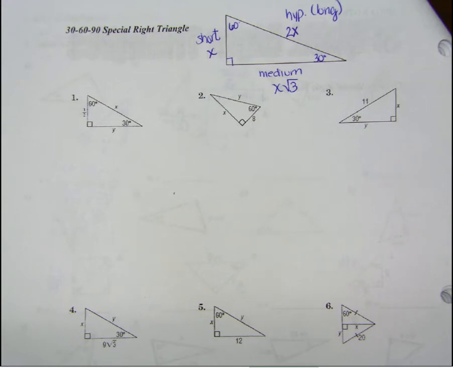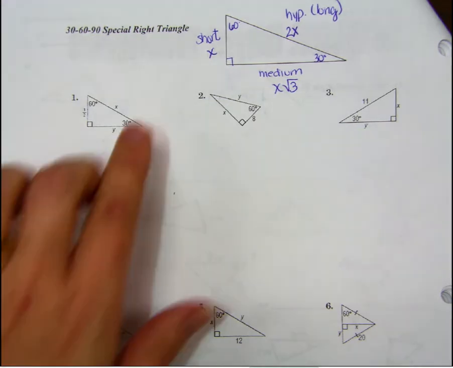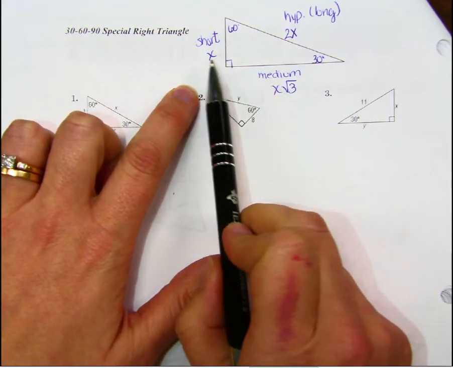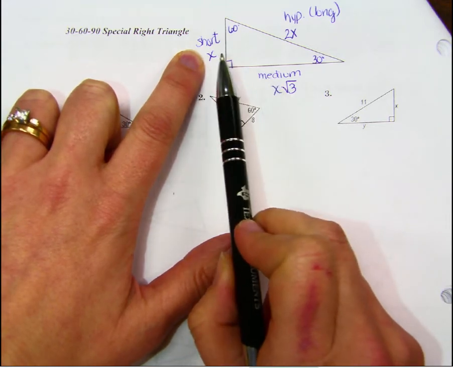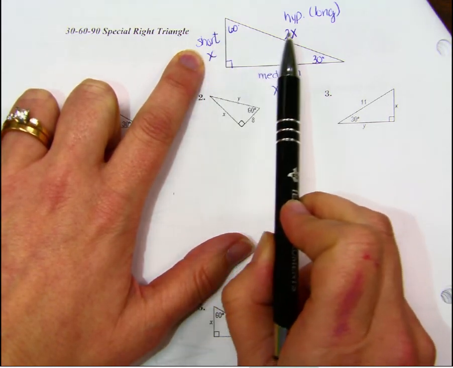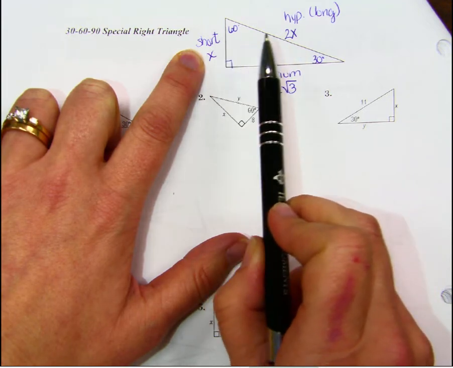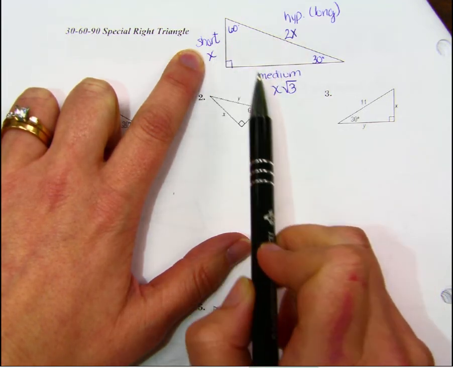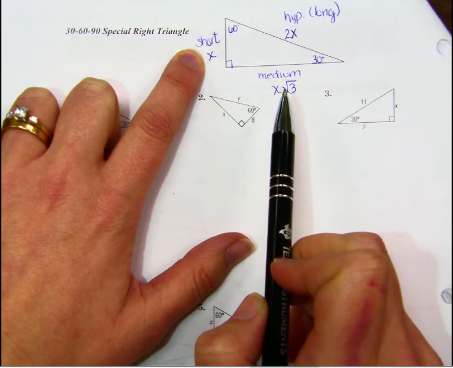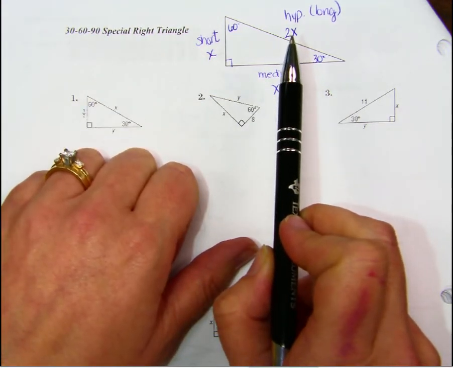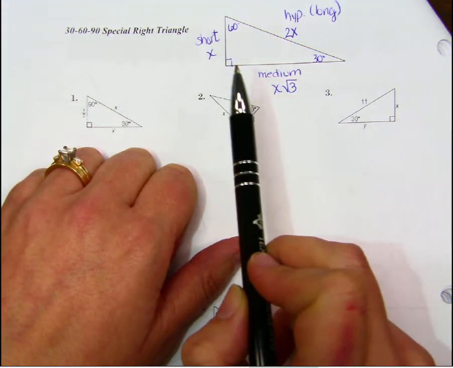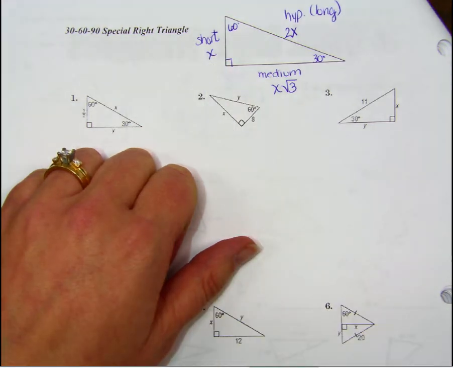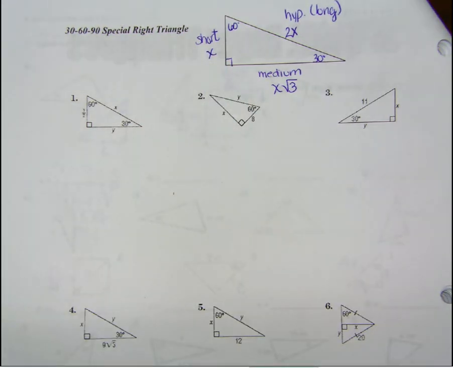All right? Now, basically, whether you're given the hypotenuse, the short side, or the medium side, you want to somehow find that value of x. Once you know the short side, it's pretty easy to find the hypotenuse, just double. And it's pretty easy to find the medium side, it's just times the square root of 3. Now, if they give you the hypotenuse, to find the short side, you would just cut it in half. And if they give you the medium side, to find the short side, you would just divide by the square root of 3.